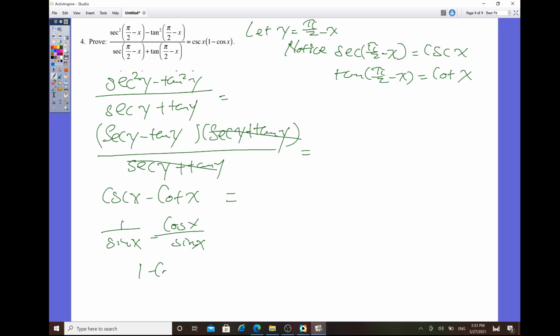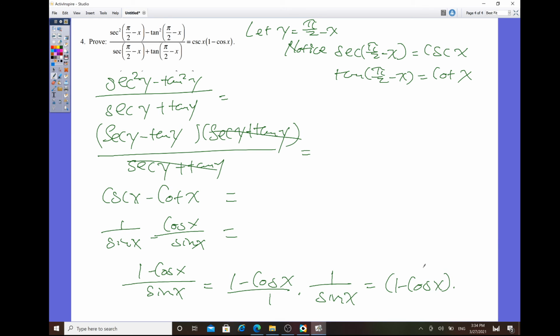And then just combine them together. So 1 minus cosine of x over sine of x. And then you want to split it. So 1 minus cosine of x all over 1 times 1 over sine of x. And guess what you come up with? So 1 minus cosine of x times cosecant of x. Same thing as what we got on the right hand side. Ditto. Okay, so that's number 4.